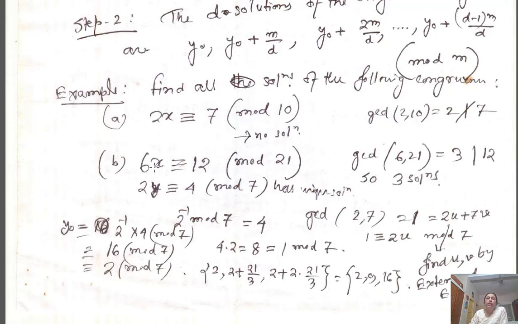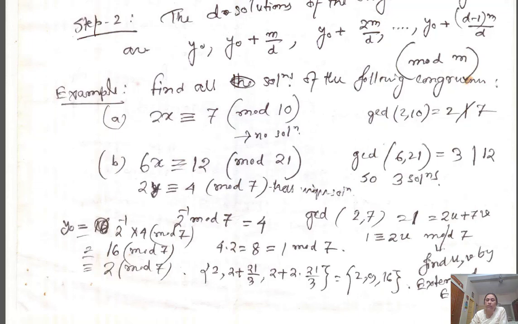So what I will do is divide this whole equation by the GCD 3. So 6 by 3 x, 12 by 3, mod 21 by 3. So I get this equation. This equation has a unique solution. So we have to find 2 inverse modulo 7. This modulus is very small, so you can go for exhaustive search. If the modulus is very large, then we have to apply the extended Euclidean algorithm, which we are going to discuss within the next few classes.